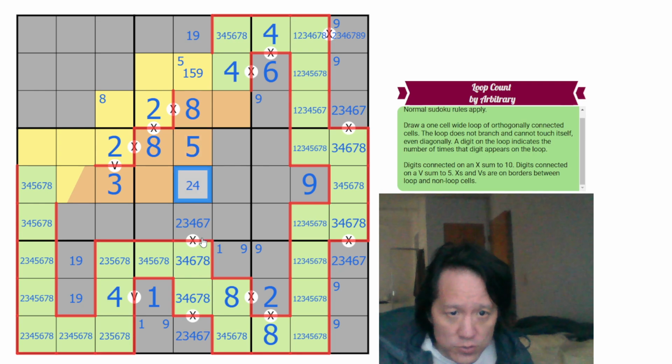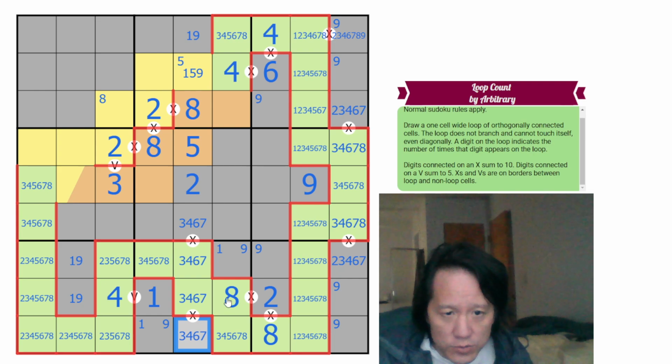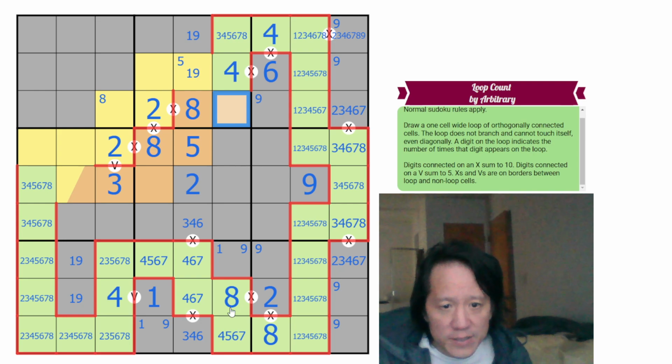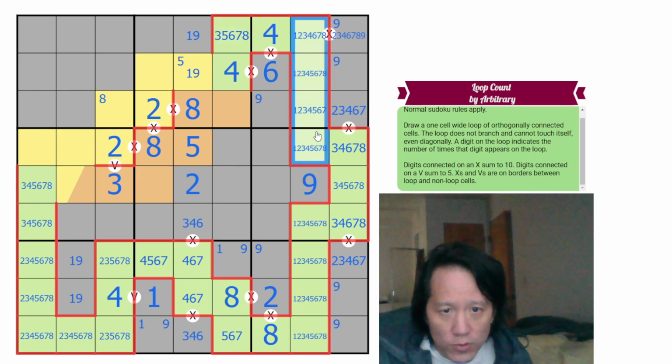This cannot be 2 and 8. Therefore, this is 2. There's no 2. There's no 8 here. There's no 2. This can't be 8. This can't be 8. These can't be 3 anymore. So these can't be 7. Can't be 5, obviously. This is 8. This can't be 4. This can't be 4. None of these can be 4. This can't be 3, and this can't be 4.